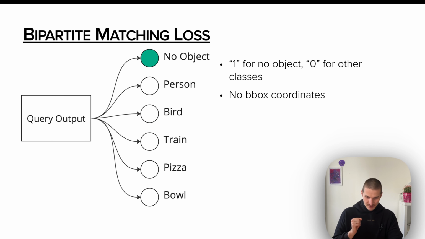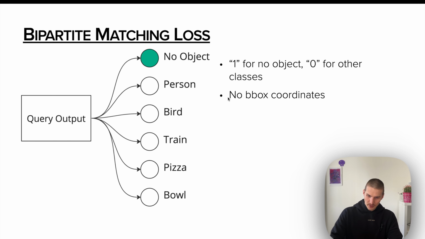Most of the outputs, however, will be matched to the special noObject class. So for this class, the feedback that we get will be 1 for noObject, which will increase the probability the network assigns to this special class, and then 0 for all the other classes.